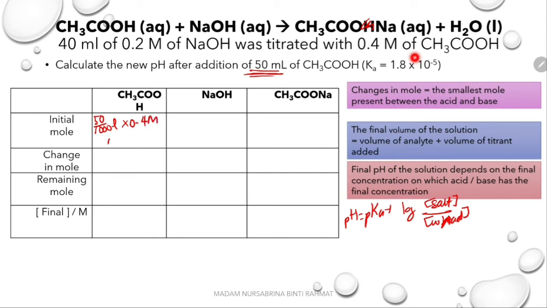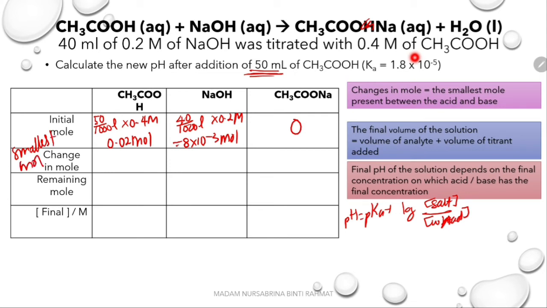Okay, so which is equal to 0.02 mole. My NaOH is just 40 over 1000 liters times 0.2 molar. So it's equivalent to 8 times 10 to the negative 3 mole. So initially we don't have any salts, because we're going to produce them. So, changes in moles, again, the smallest mole.